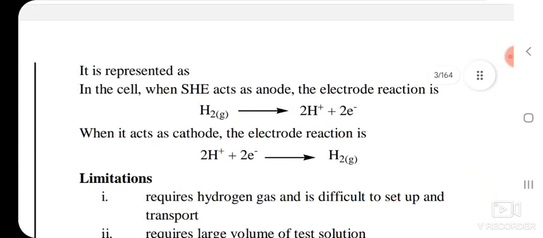It is represented as in the cell. When SHE acts as anode, the electrode reaction is H2 (gaseous) gives 2H+ plus 2 electrons. When it acts as cathode, the electrode reaction is 2H+ plus 2 electrons gives H2 (gaseous).